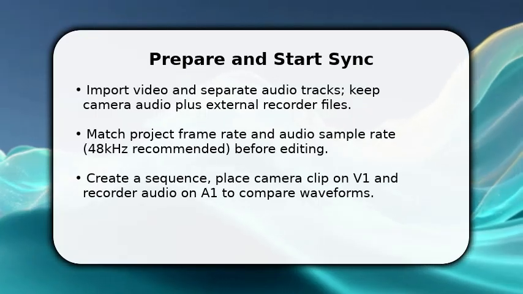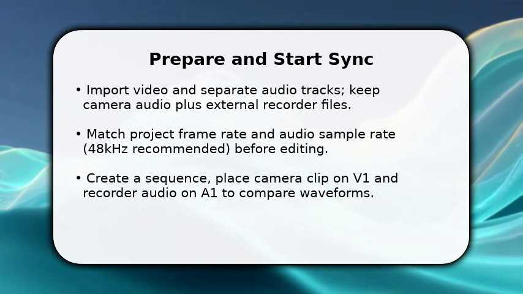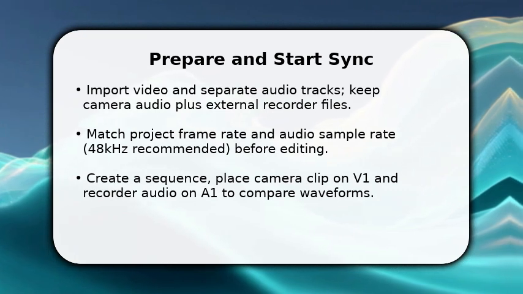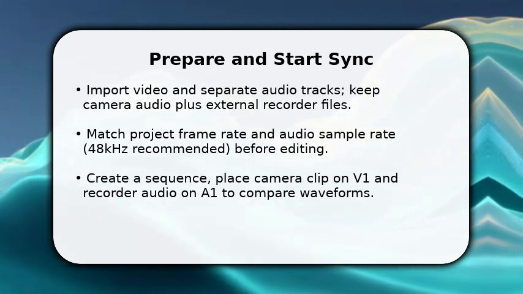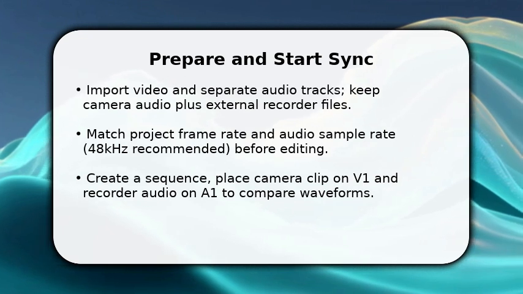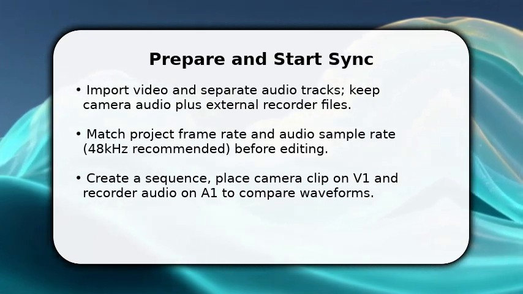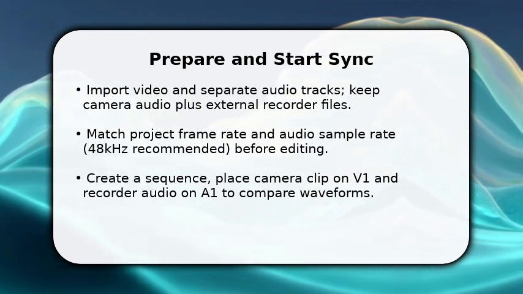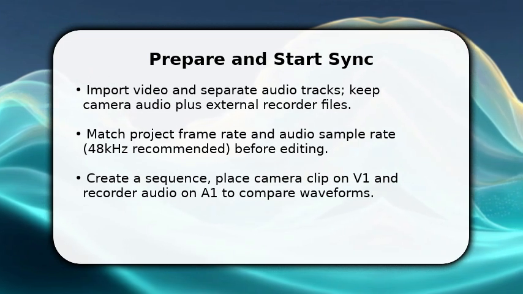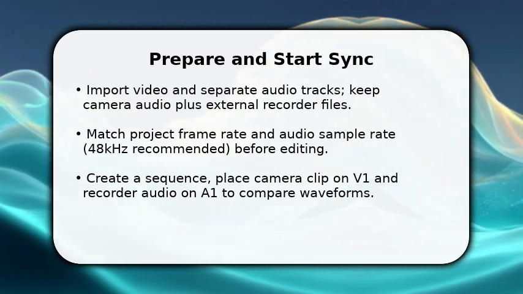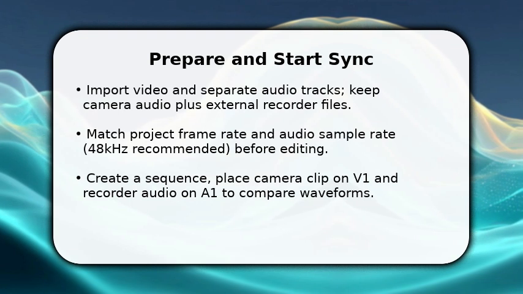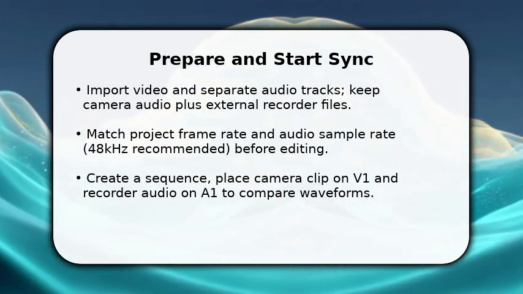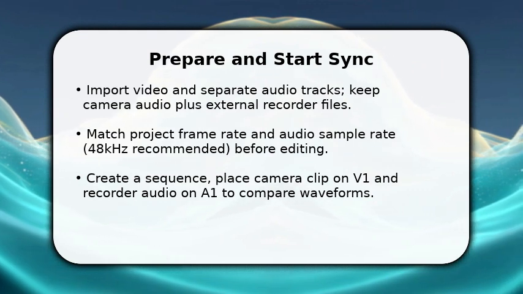You start by importing both camera footage and the external recorder file into the same Premiere project. Make sure the sequence frame rate and audio sample rate match your recorder. Mismatches cause drift later. Place the camera clip on V1 and the external audio directly under it on A1 so waveforms are visible. Once done, zoom into the timeline and scan for matching peaks or slate hits. This first visual pass gets you within a few frames, so manual or automatic synchronization works reliably.